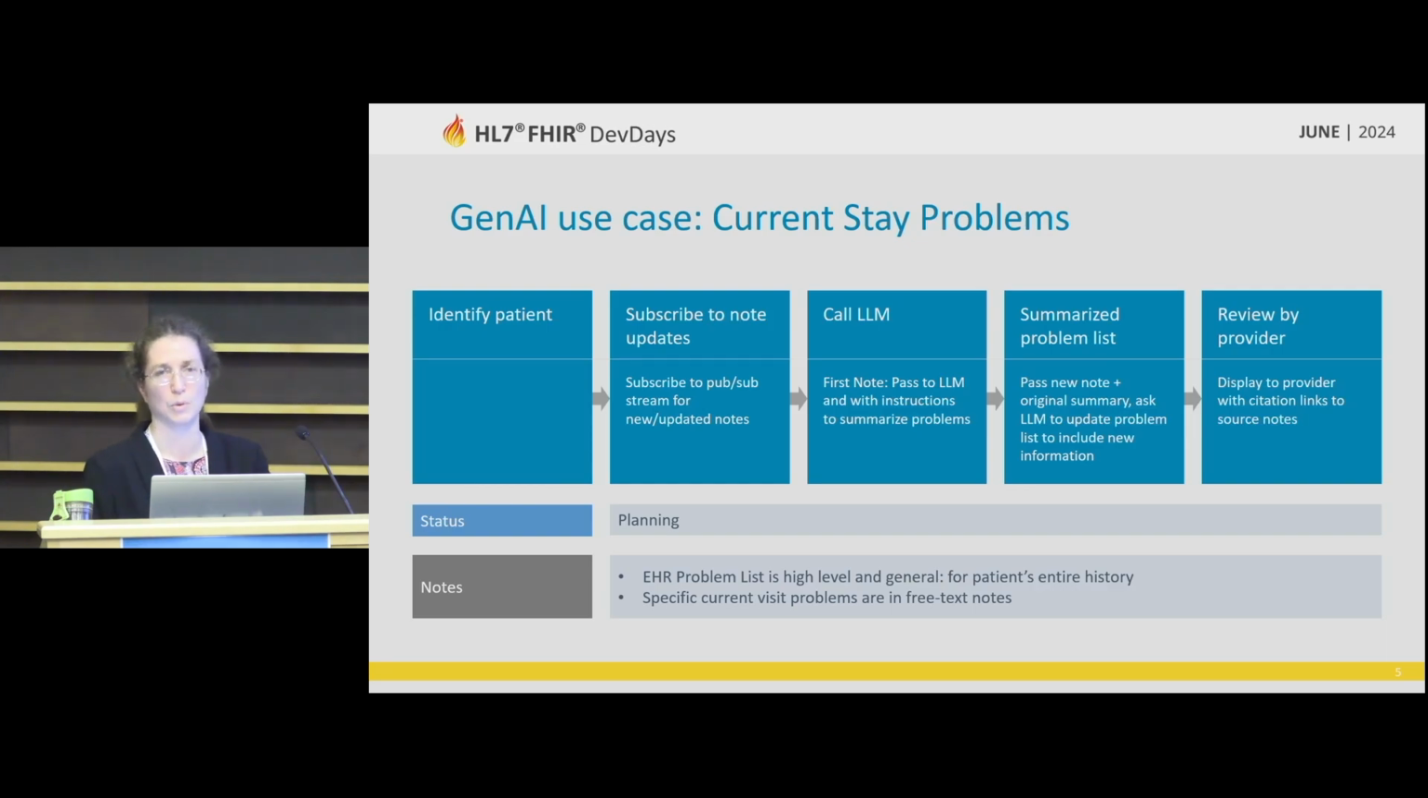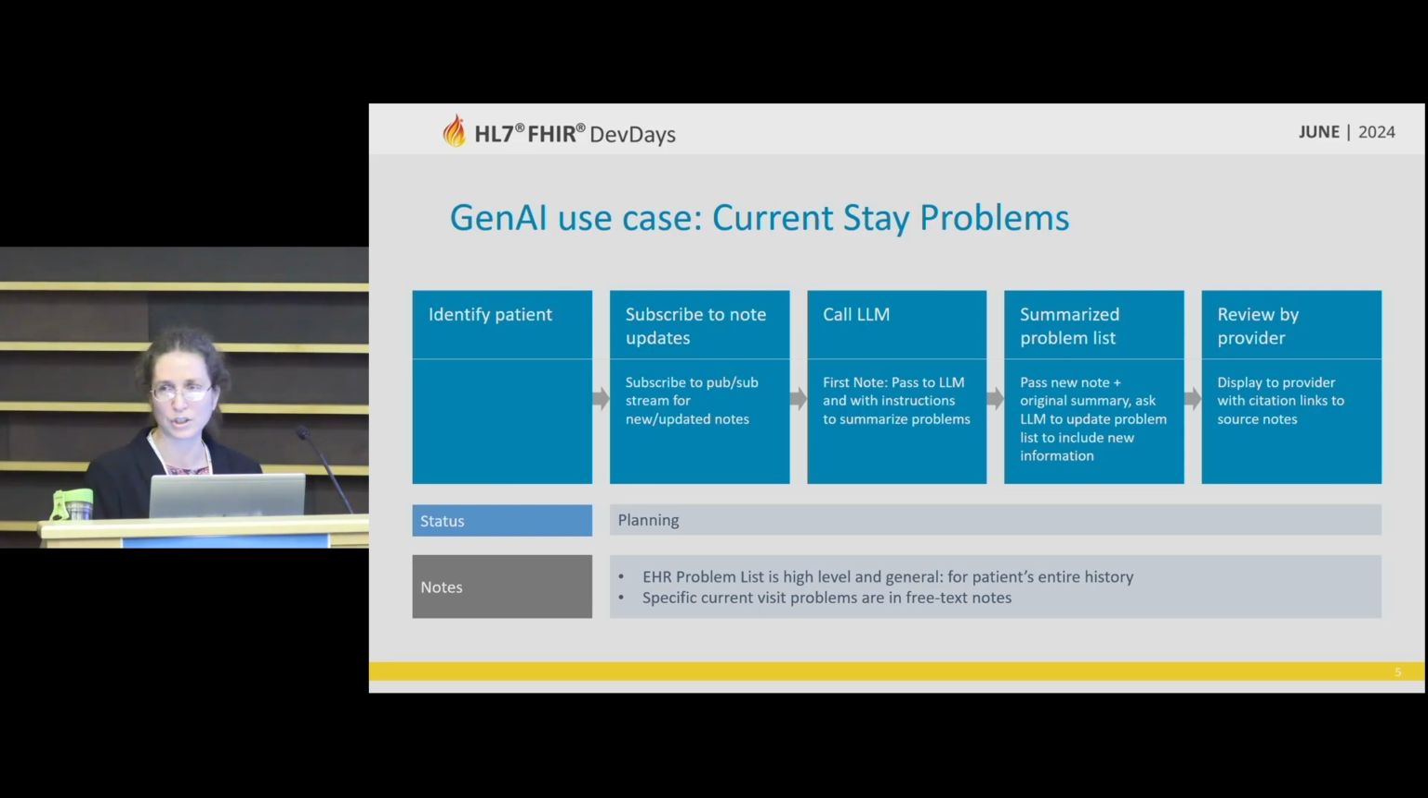Is there now a more severe problem that should be number one on the list? Has one of the previous problems resolved? And that means that at any moment we have the nice LLM-curated summary problem list. The provider can just click on a little icon in the multi-patient viewer and see it.